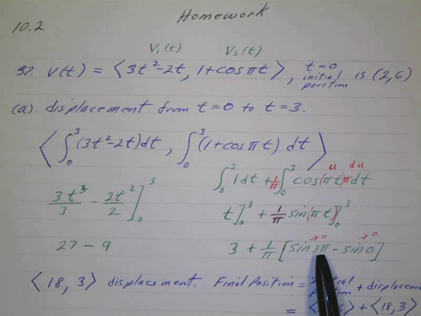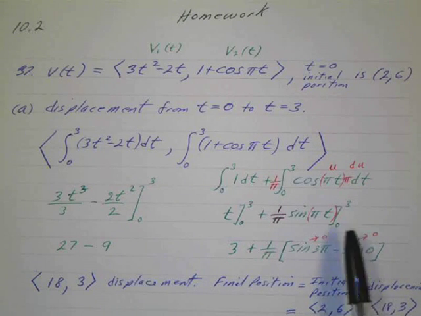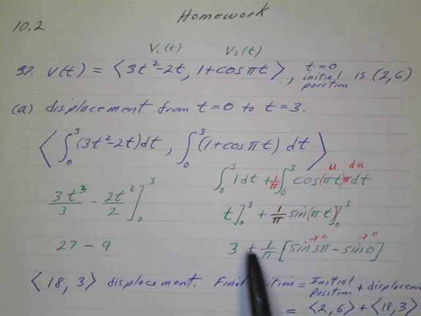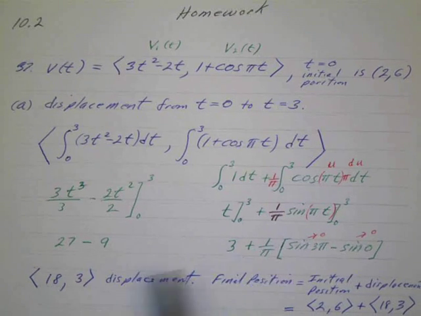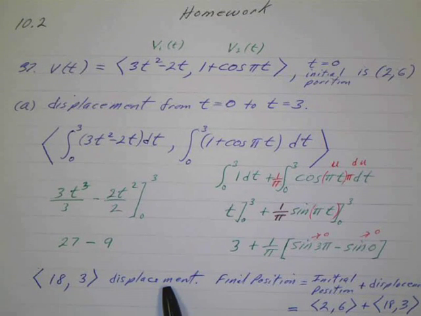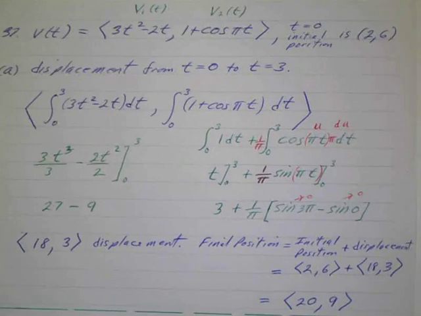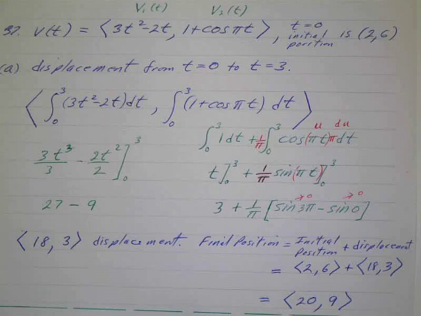Comes back up, multiples of the sine of pi are 0. And then if I put 0 in here, that's just going to be sine of 0, which is also 0. So those both go to 0, so my second term is just 0, so I just have 3. So there's my displacement. Now again, remember, and we've done these before in just velocity problems, the final position is the initial position plus a displacement.